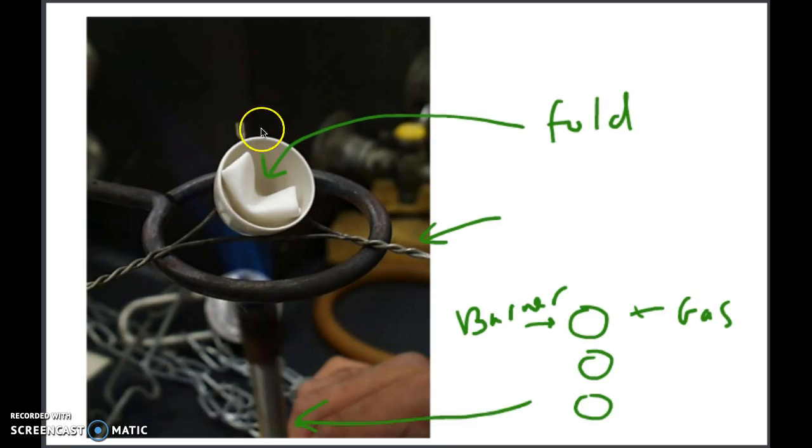Next thing you do is put that filter paper that contains the barium sulfate, which is still wet, inside the crucible and heat this until the filter paper disappears.